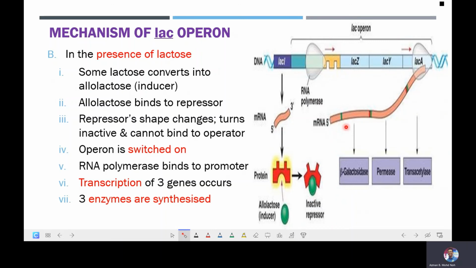And later, the mRNA will undergo the process of translation, and as a result, the three enzymes will be synthesized. The beta-galactosidase, the permease, and the trans-acetylase will be produced, and this is important because the three enzymes are the important enzymes that will be involved in the metabolism of the lactose. And so that is how the Lac Operon can be involved in controlling the expression of the genes in the E. coli.